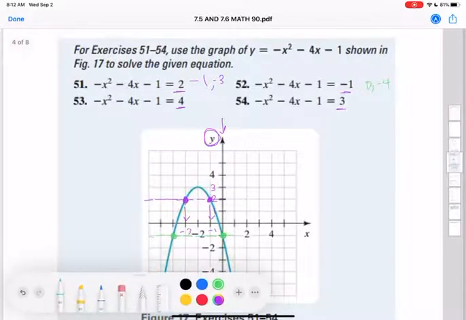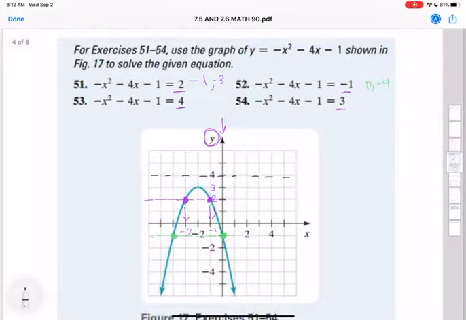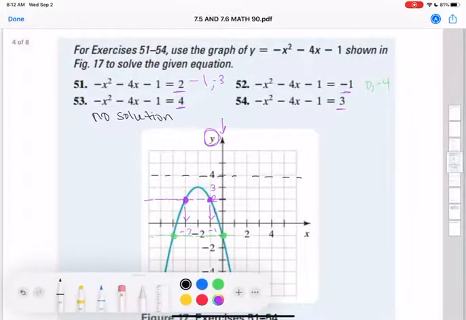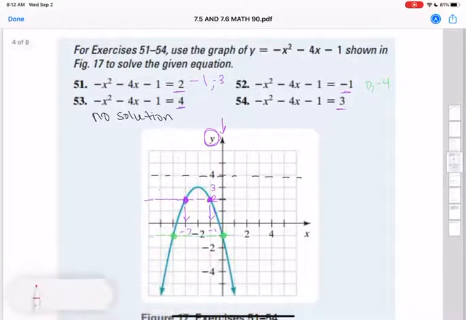For the next one, where is it equal to 4? So I'll go to 4, draw in my line. It's never a solution, right? So the answer to 53 is no solution. One more. Where does it equal 3? Just one solution right here at -2.